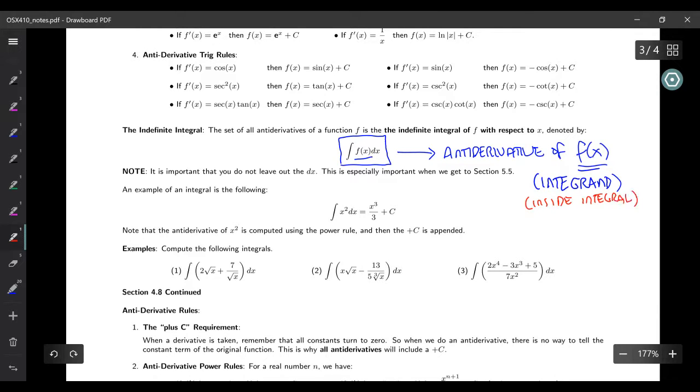All right, so for example, the integral of x squared: if I take the antiderivative of x squared, it would be x cubed over 3 plus a c. So this is just a different notation of what we were doing.